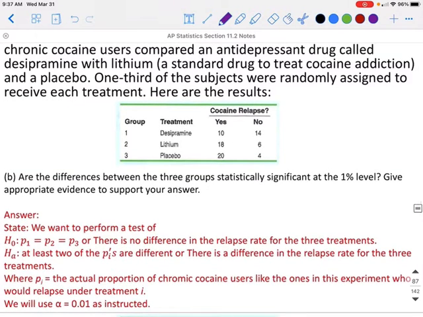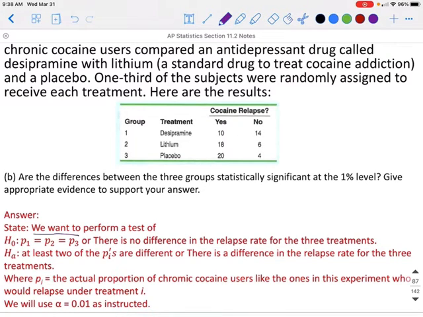In the state, you need to give your null and alternative hypotheses, and you need to state your significance level. So our null hypothesis in this case is that P1 equals P2 equals P3, or that there is no difference in the relapse rate for the 3 treatments. The alternative hypothesis is that at least 2 of the Pi's are different, or we can say there is a difference in the relapse rate for the 3 treatments.